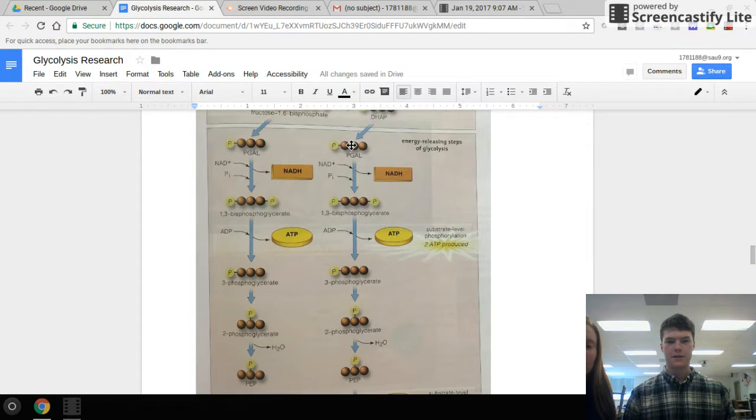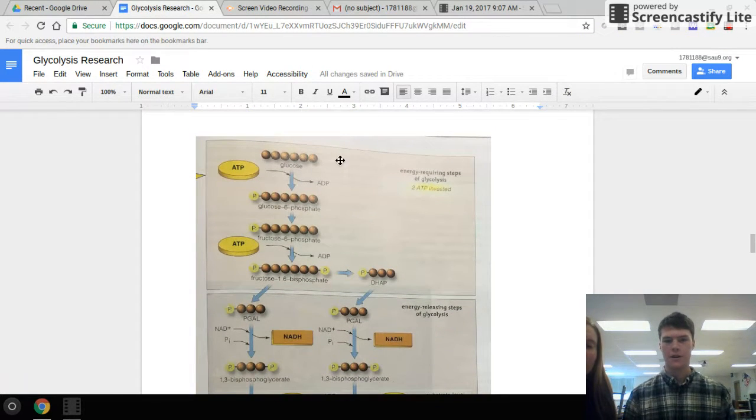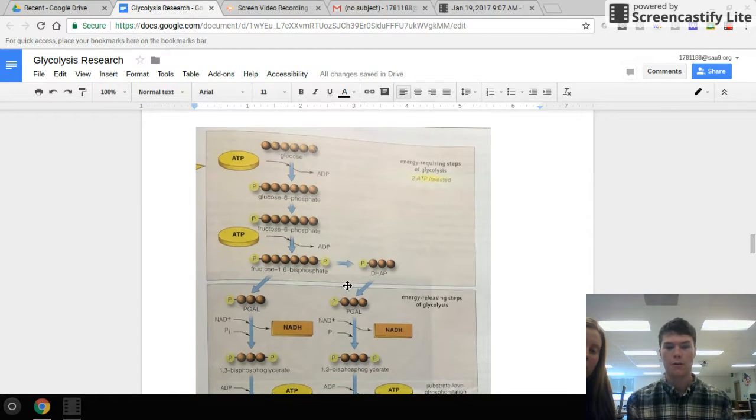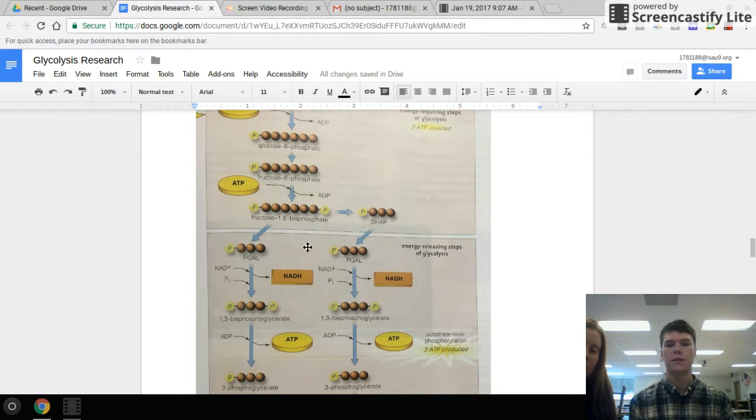All right. So we first start out with the energy requiring steps of glycolysis with 1 molecule of glucose. This goes through a series of steps where 2 molecules of ATP are used to add 2 phosphate groups and slightly alter the structure of glucose to become fructose. So we get fructose bisphosphate. This is then split into 2 PGAL molecules, each with 1 phosphate group.